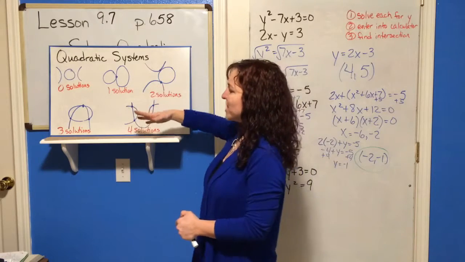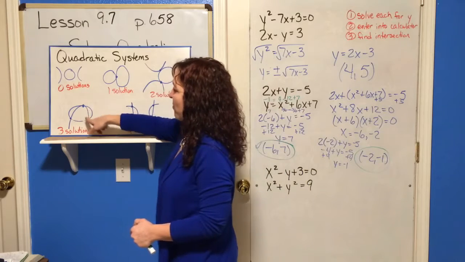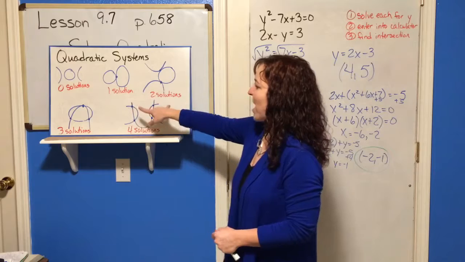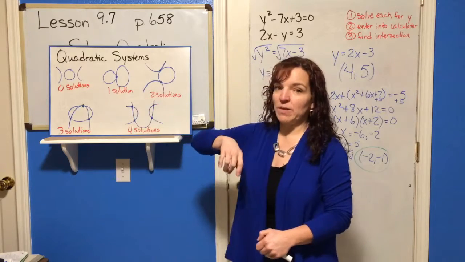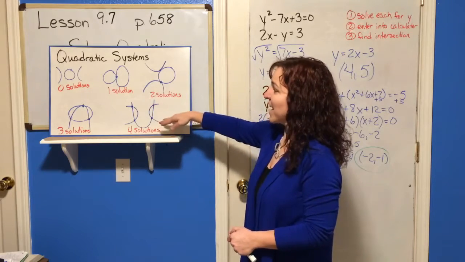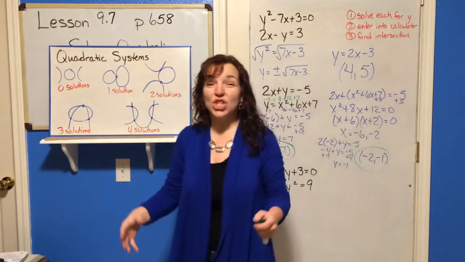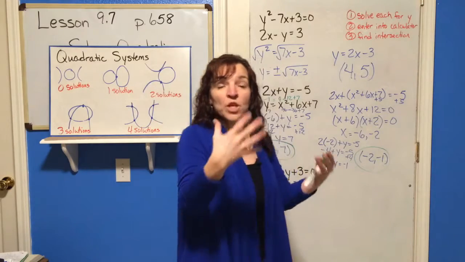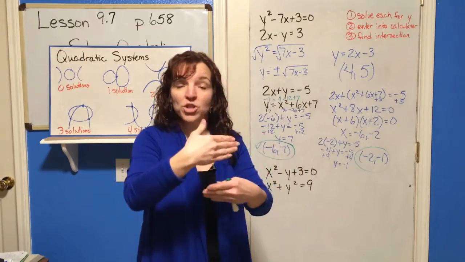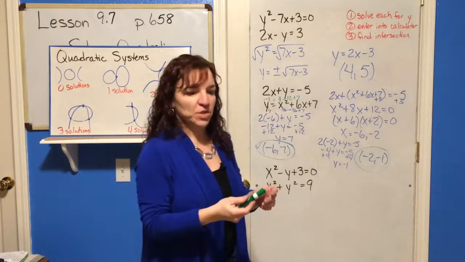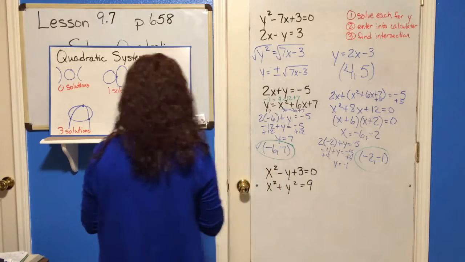When they start crossing each other, you're going to either have three solutions or 4 solutions where they actually cross in as many possible ways as they can. So you either have 0, 1, 2, 3, or 4 solutions. So when you start having squared terms in both equations, you can have up to 4 solutions. So you've got to keep solving x's and y's.